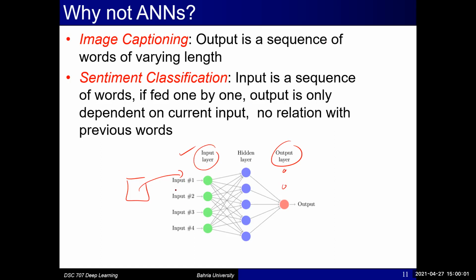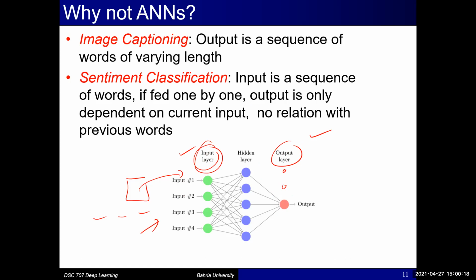Similarly, if you are doing a sentiment classification problem, then the input is actually a sequence, right? So you don't have any problem at the output, it is okay, but the problem would be at the input layer: how do you feed sequential data to this ANN, right? So now we'll be moving to RNNs, right?